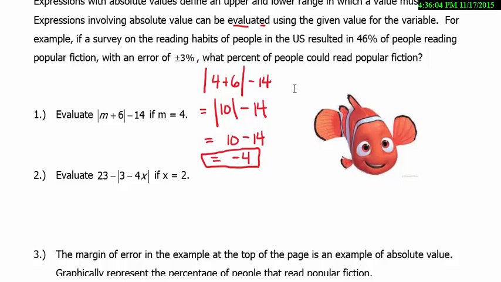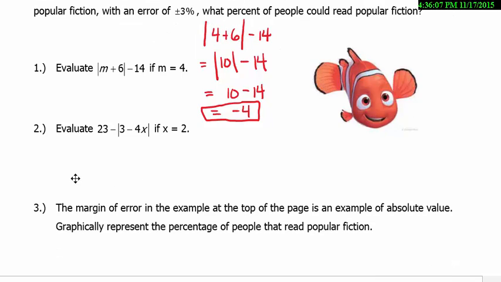Okay, moving on to number 2. It says evaluate 23 minus the absolute value of 3 minus 4x if x is 2. And in this case, we have 23 minus the absolute value of 3 minus 4 times 2. So just like parentheses, let's treat these as grouping symbols. Let's go with order of operations. 23 minus the absolute value of, multiply before subtract, 3 minus 8. And so what we now have is 23 minus the absolute value of negative 5.